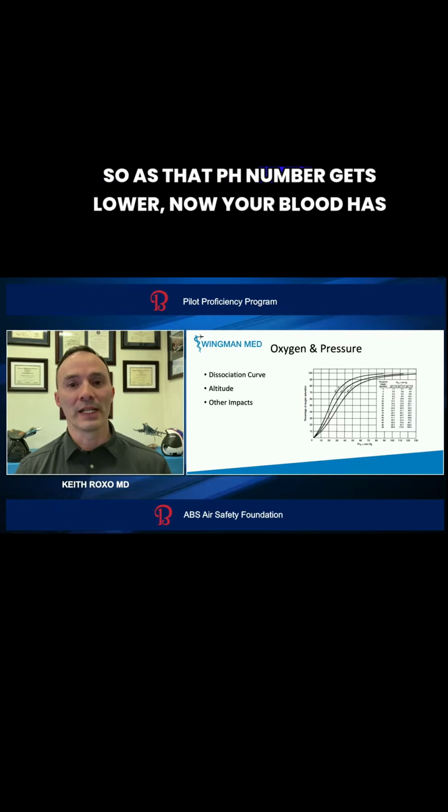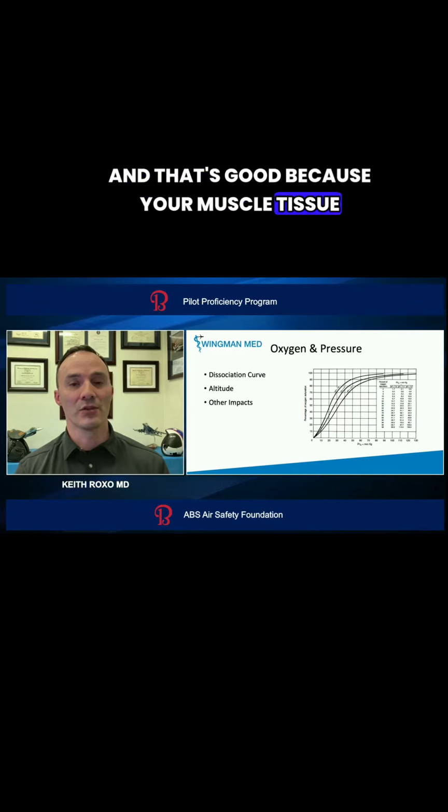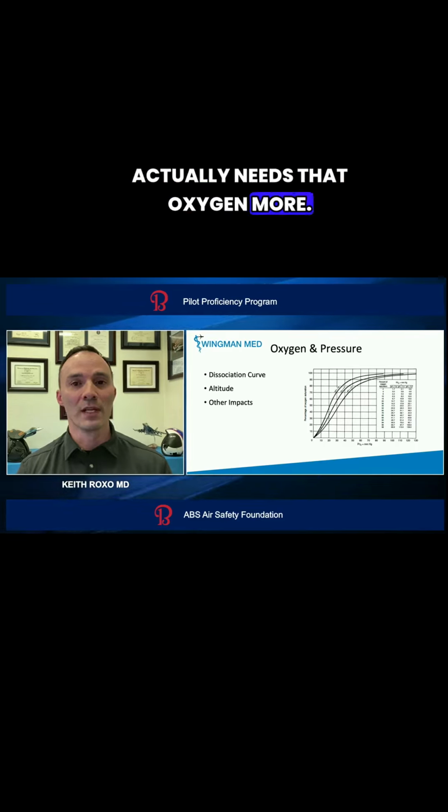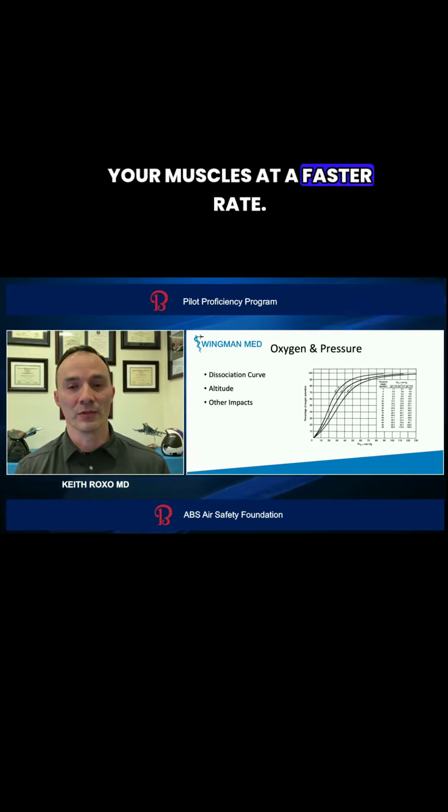So as that pH number gets lower, now your blood has a lower affinity of oxygen. And that's good because your muscle tissue actually needs that oxygen more. So that helps the blood offload the oxygen into your muscles at a faster rate.